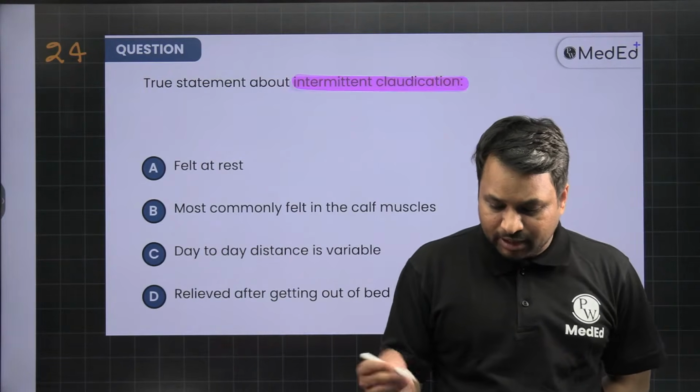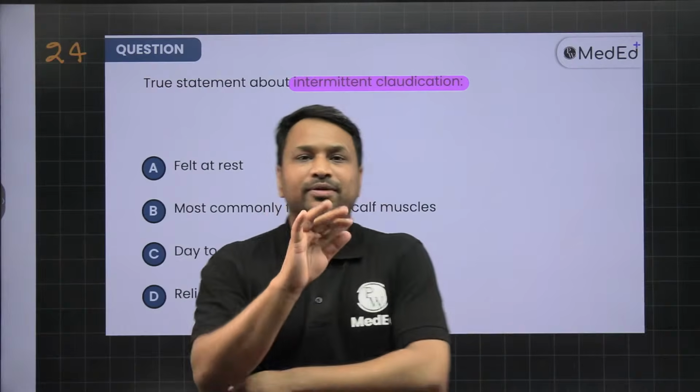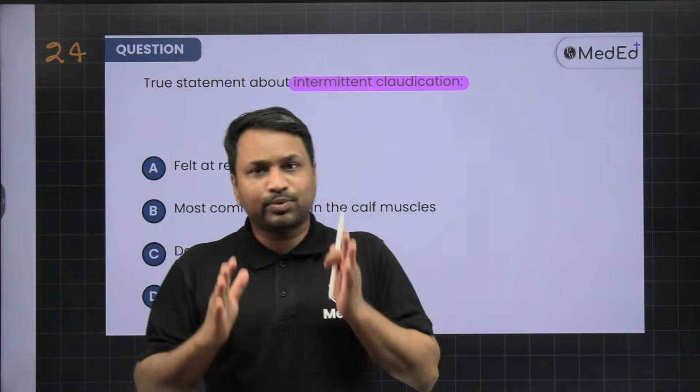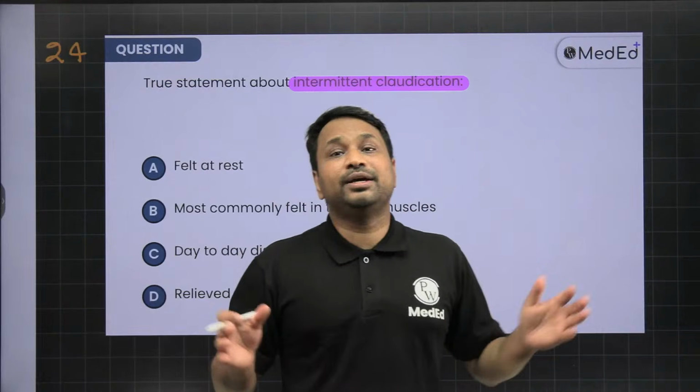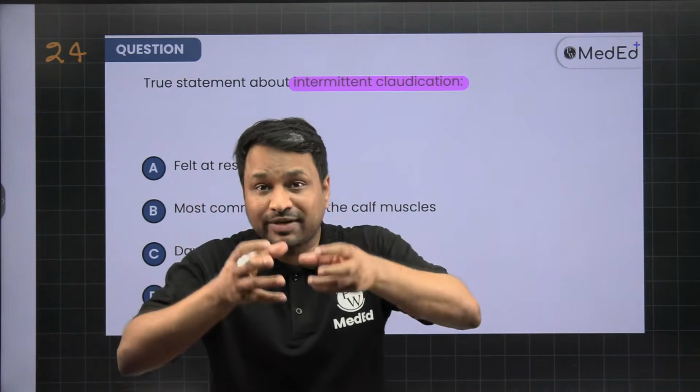True statement about intermittent claudication. Now, the concept of intermittent claudication is that the patient at rest will not have any pain, but starts to walk. As the patient starts to walk, the oxygen demand will increase. The blood supply cannot be increased because the vessel is occluded.